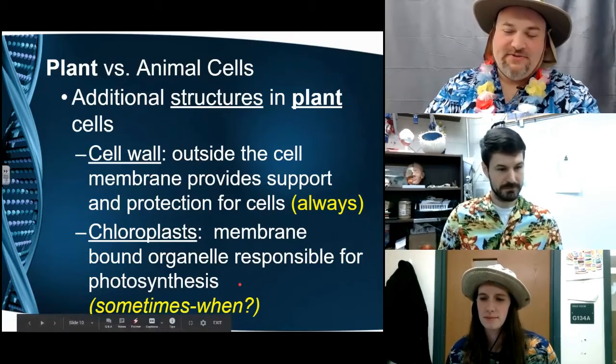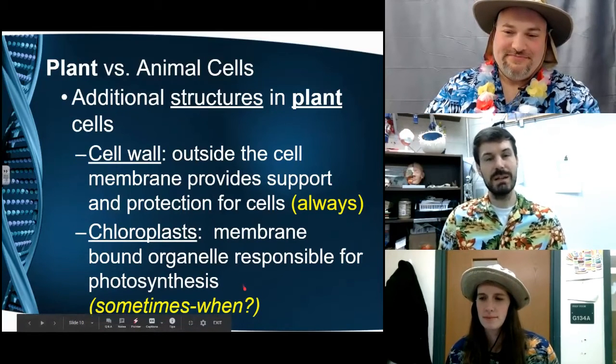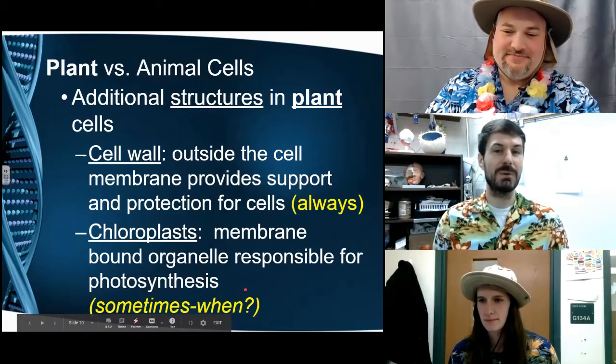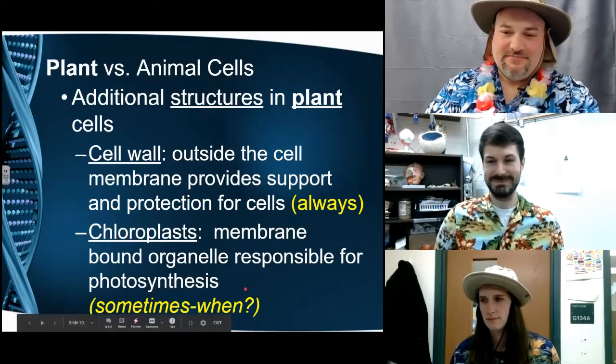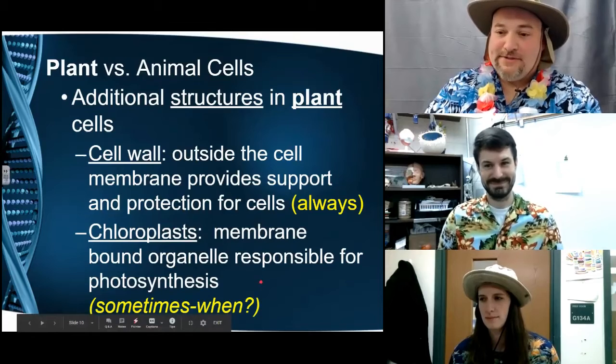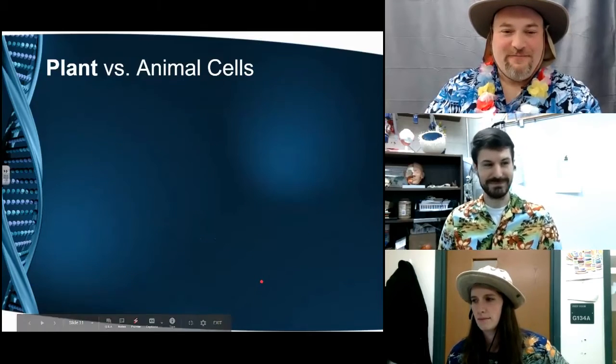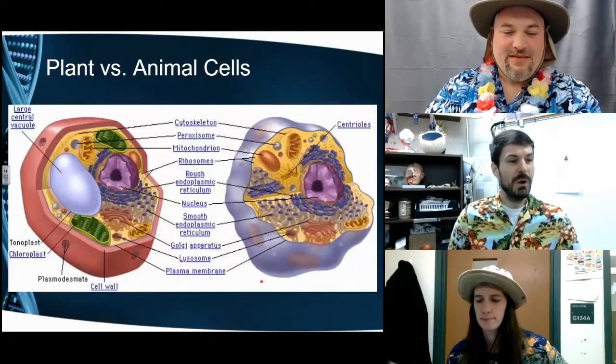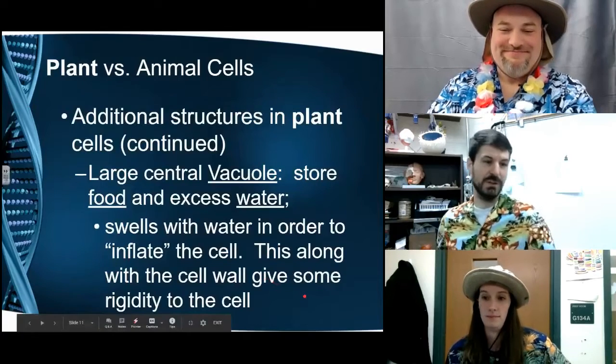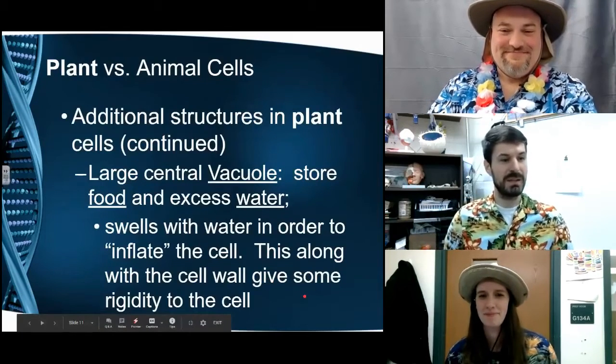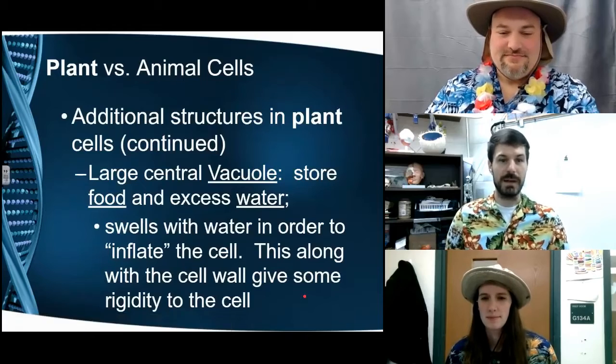Which plant cells do? Plant cells in the parts of the plants that are responsible for making food. There you go. So you're not going to find them in the roots. No. Underground. So additionally, in plant cells, we've got a large central vacuole.